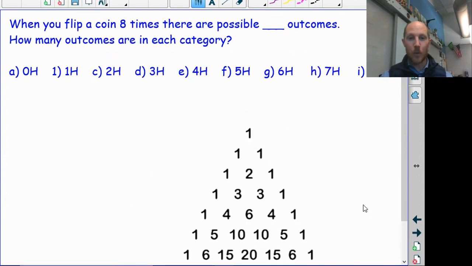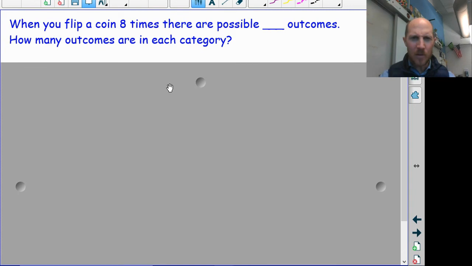Let's try another one. What if you flip a coin 8 times? There's a total number of how many outcomes possible? Think time. 2 to the power of 8, which is a large number. What is 2 to the power of 8? Yeah, I don't have my calculator handy. 2, 4, 8, 16, 32, 64, 128, 256.